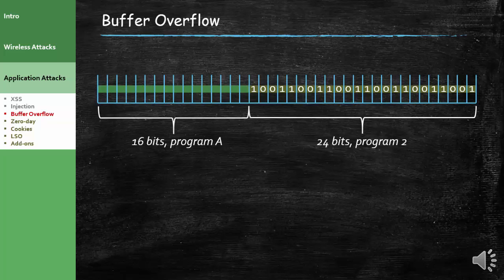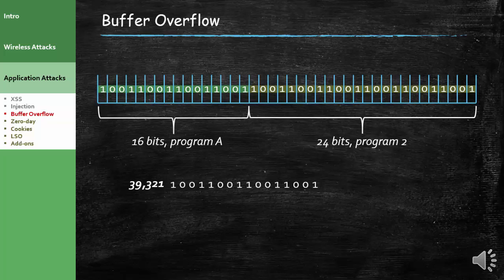So the key here is we want to get data into program 2's memory, but we're only allowed to use program A's memory, which gives us 16 bits. So let's say, just randomly, we have the integer 39,321. That's a 16-bit integer, right? So it uses 16 bits, and I can easily store that into that 16-bit address space in memory.